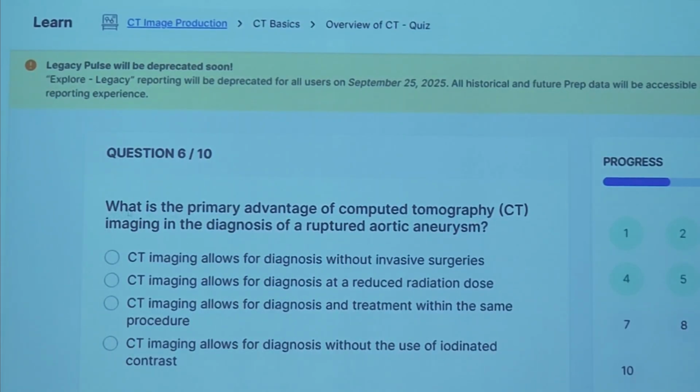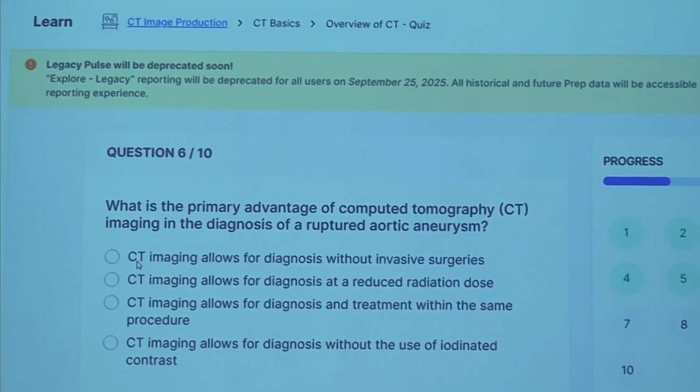What is the primary advantage of computed tomography imaging in the diagnosis of a ruptured aortic aneurysm? This is talking about a primary advantage of computed tomography imaging in the diagnosis of a ruptured aortic aneurysm. That is soft tissue, is it not? Yes. So you're thinking, oh, well, three-dimensional superimposition. But when you go down, you look at the options. This is so back there. We know that is so posterior.